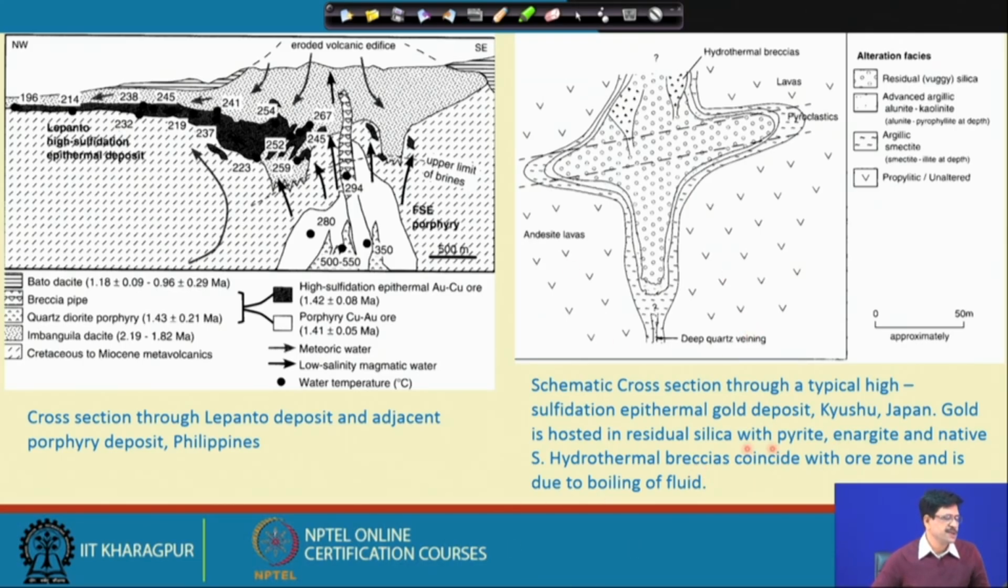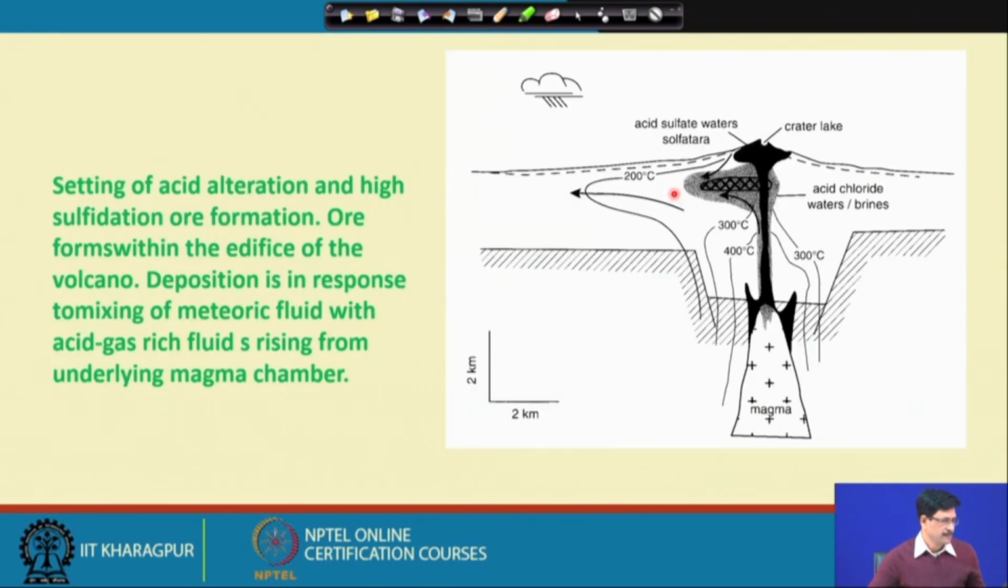The hydrothermal breccias coincide with the ore zone, and this kind of brecciation within the mineralized zone indicates that there must have been some boiling of the fluid, which caused hydrofracturing and formation of the breccia. This is something you can use as a model for the origin of high sulfidation deposits, the setting of acid alteration and high sulfidation ore formation.